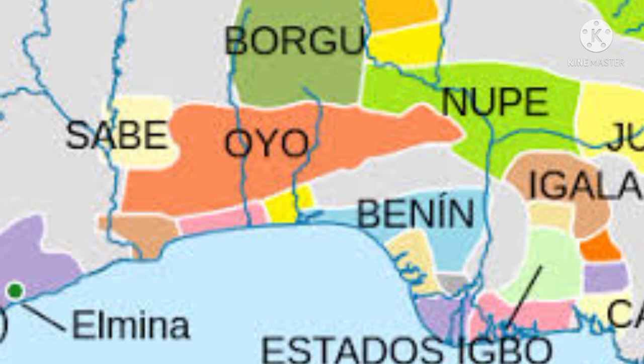So, as I earlier said, Oyo Empire happened to be one of the well-organized political units of the Yoruba-speaking people.